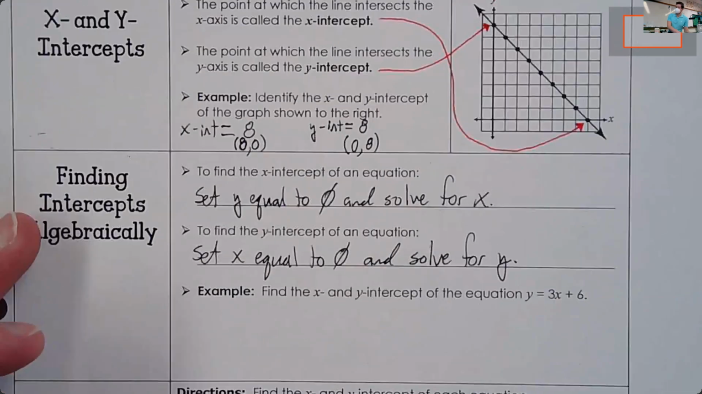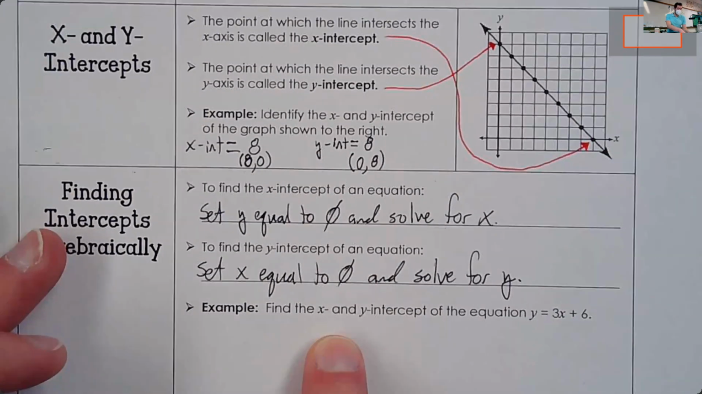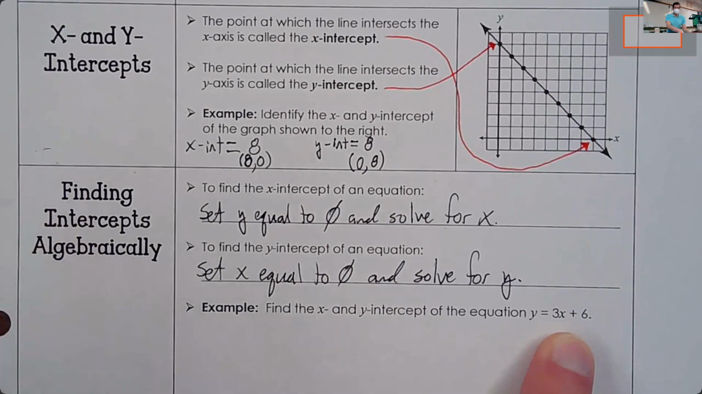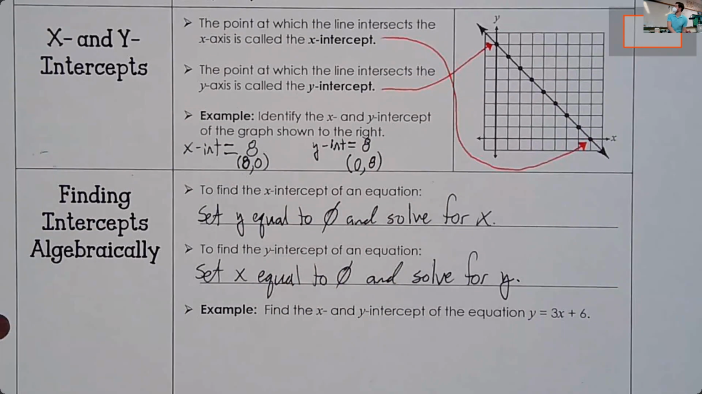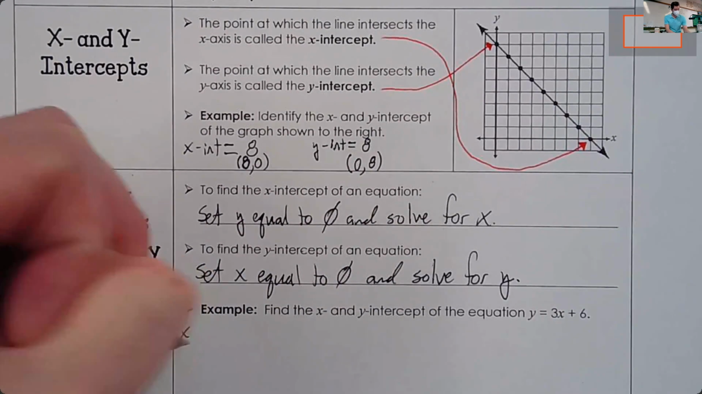Or not problem number 1. Let's just do this example right here. Find the x and the y-intercept of the equation y equals 3x plus 6. So let's do the x-intercept first because those are the instructions we wrote first. So x-intercept.